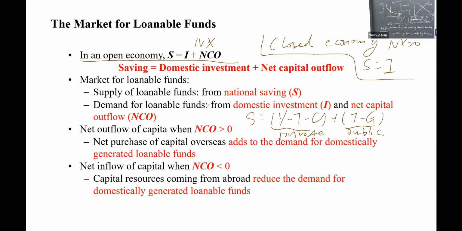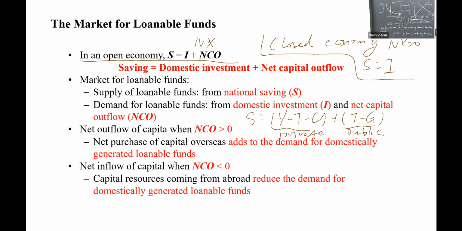But the demand for loanable funds is different from the closed market, because in the open market, the demand curve D includes both the domestic investment I, what we learned before, but also the net capital outflow NCO. So this is different. When NCO is bigger than 0, the net purchases of capital overseas will add to the demand for domestically generated loanable funds.